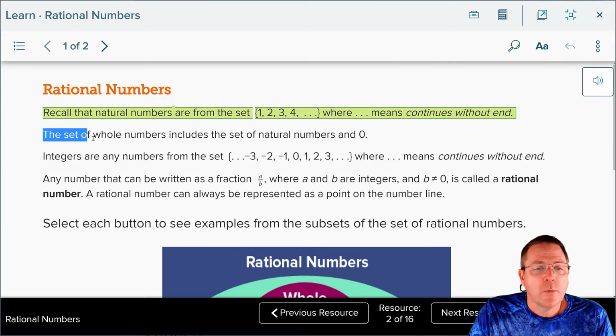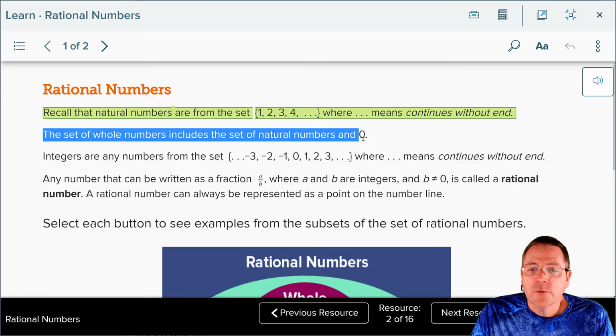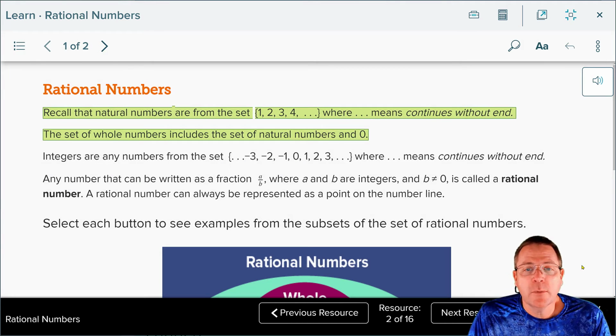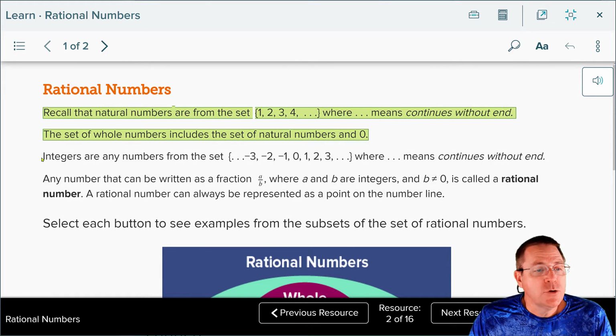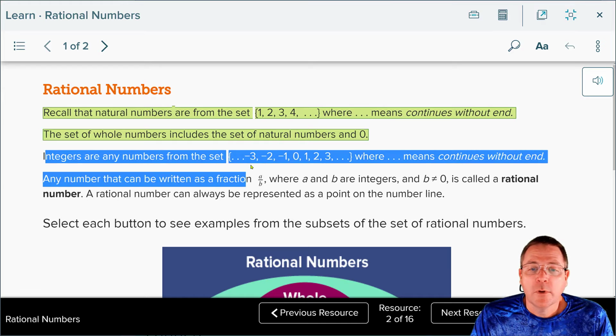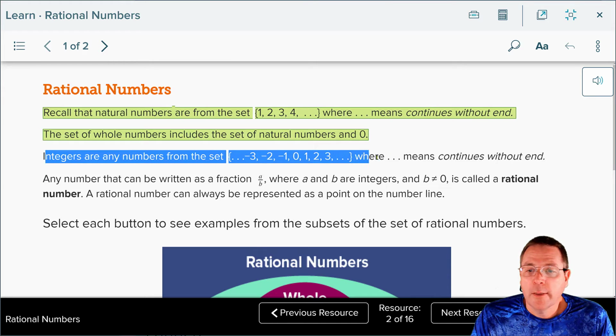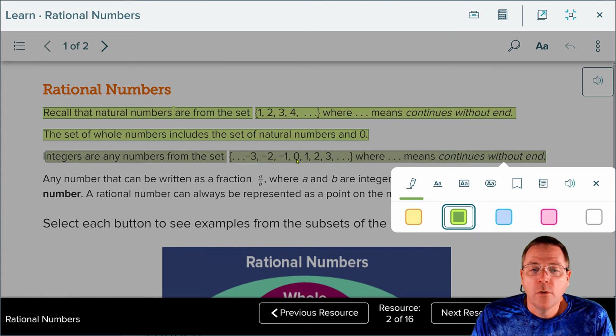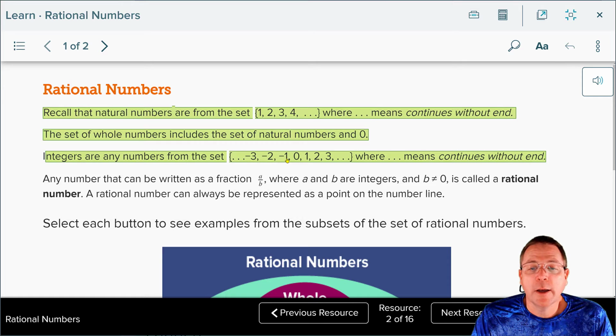The set of whole numbers are all of the natural numbers and 0. The only difference between whole numbers and natural numbers is the existence of 0. That's it. Integers are going to be whole numbers and their opposites, which means all the natural numbers, all the whole numbers, which is 0, and the opposite of the natural numbers, -3, -2, -1, are opposites of 1, 2, and 3. Therefore, this entire set encompasses your integers.